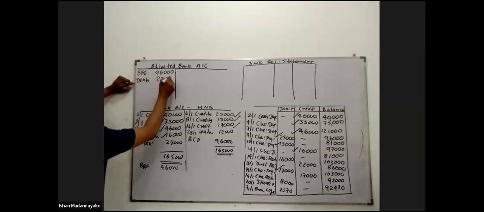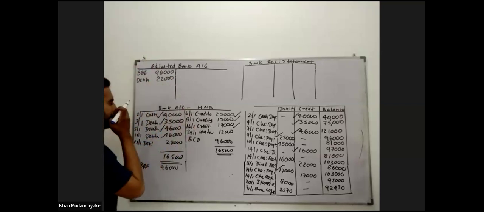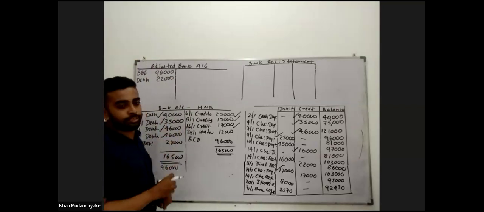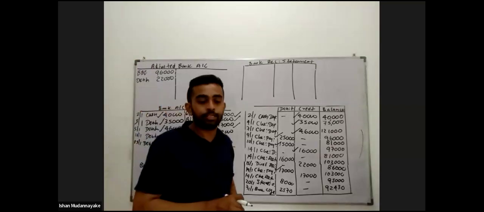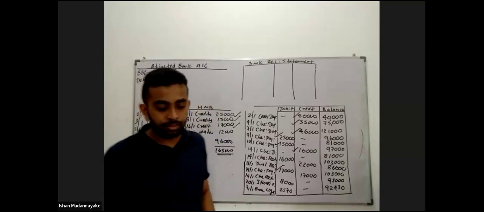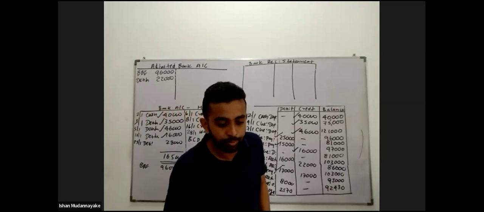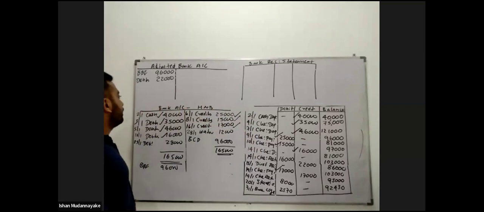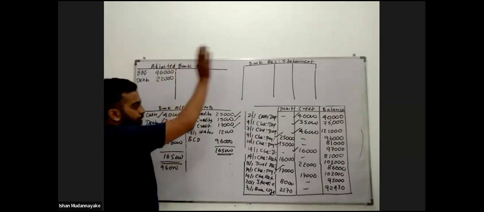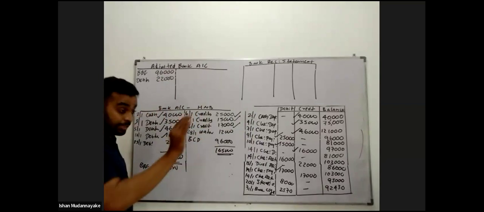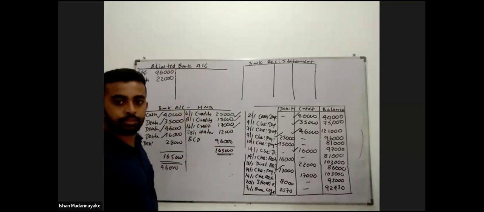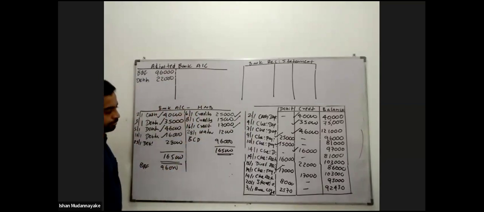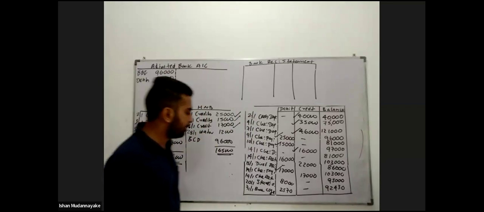22,000. Here, adjusted bank account debit, debtors account credit. That is how the double entry is passed. Adjusted bank account debit, debtors account credit 22,000. Right, and then my next one.